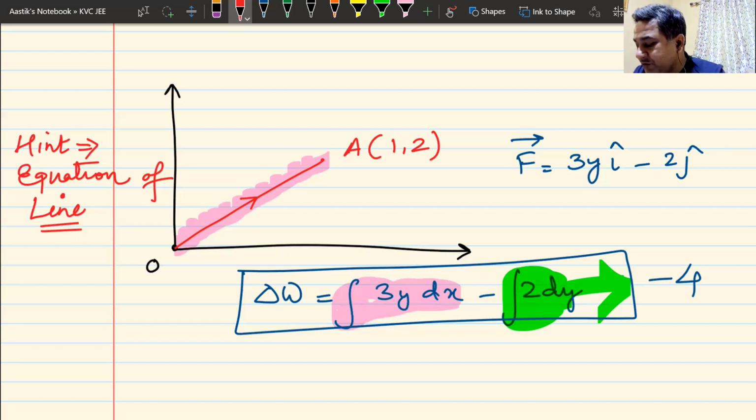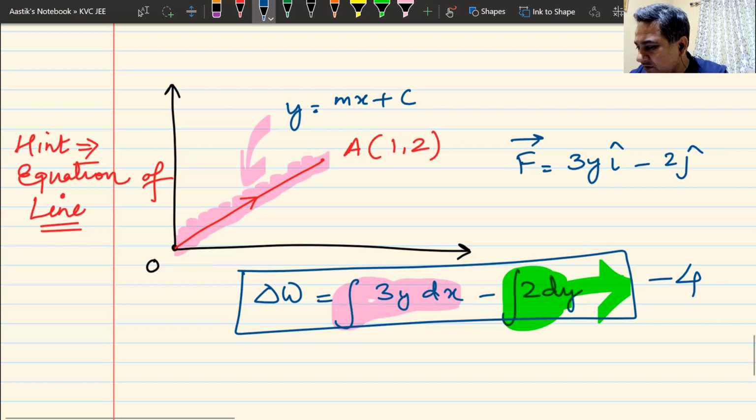Okay. So what I got to do? It is moving from O to A. It is a straight line. I just find out the equation of this line. What is the equation of this line? This is a 9th, 10th standard question. Y is equal to mx plus c is the equation.